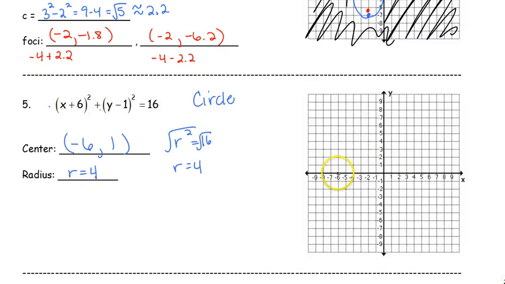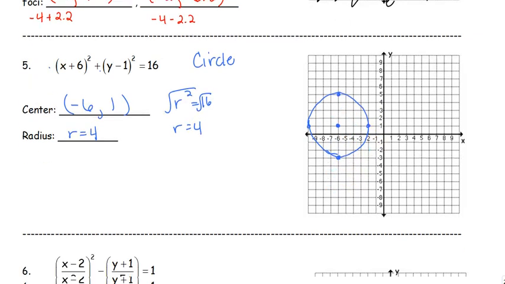So we start with our center at -6, 1. And then we have a radius of 4, so we go right 4, we go up 4, we go left 4, and we go down 4. And then we connect our points of our circle.